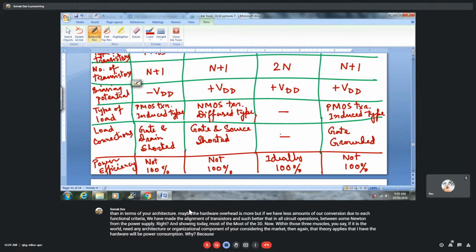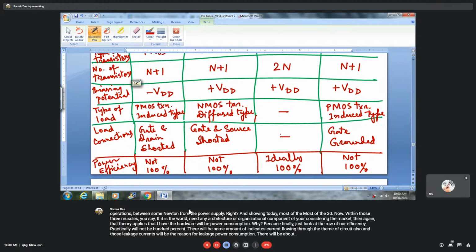Because mind it, just look at the row of power efficiency I have written. I have written ideally 100%. Practically, it will not be 100%. There will be some amount of leakage current flowing through the CMOS circuit also. And those leakage currents will be the reason for leakage power consumption. There will be a power consumption which is named as leakage power consumption.